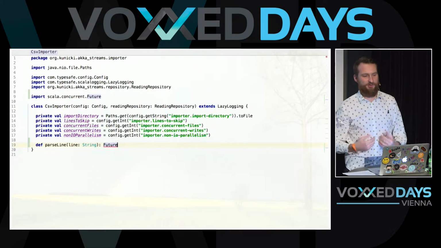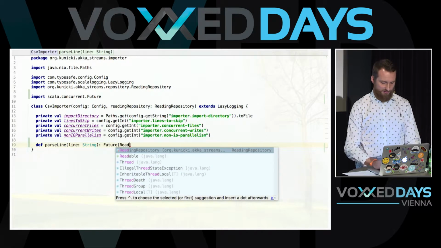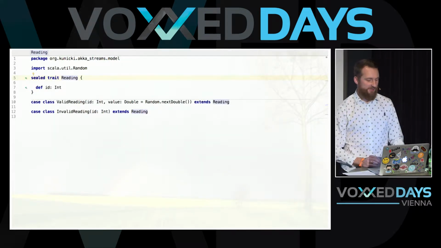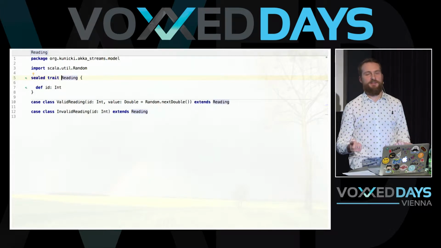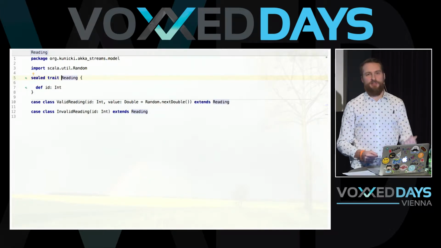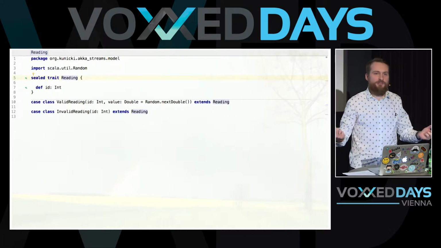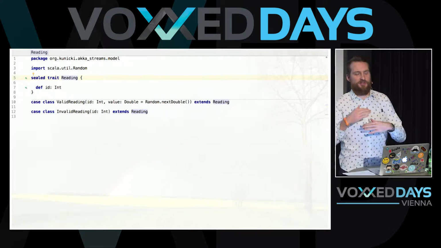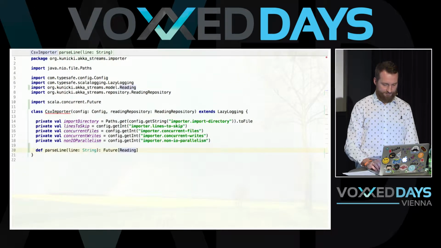You may not get it immediately, but sometime you get it. And we'll be returning a Future of Reading. Now, what's a Reading? There are two types of readings. We can have a valid reading, which has an ID and a value, as I said previously, and we can have an invalid reading, which is basically a marker class because it doesn't hold a value, since the value is invalid, but it holds the ID so that it's easier to do the aggregation and to average the readings afterwards.